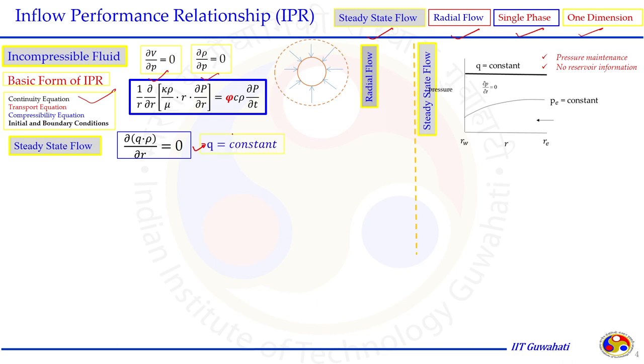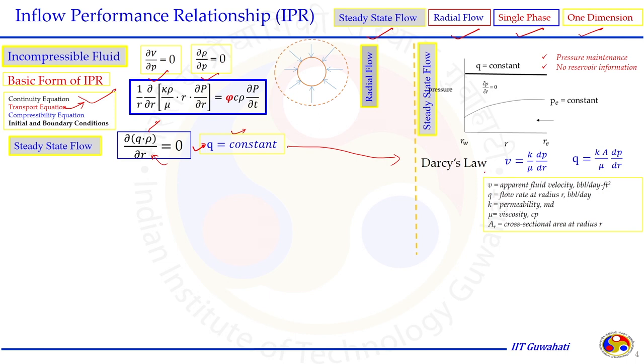and it means the Q is constant. As rho is constant for the incompressible fluid, for this equation to be valid, Q has to be constant, and that is the condition for the steady state flow condition. Now this Q will come from the Darcy law, the transport equation required. In Darcy law, we have either the expression in the form of velocity or in the form of volumetric flow rate. The usual meaning of the terms appearing in the Darcy law are summarized here.